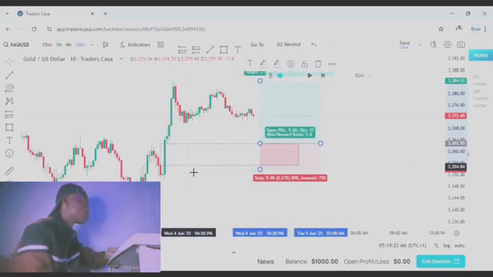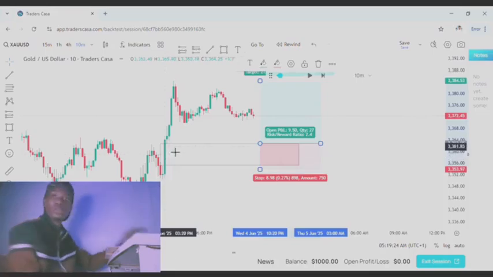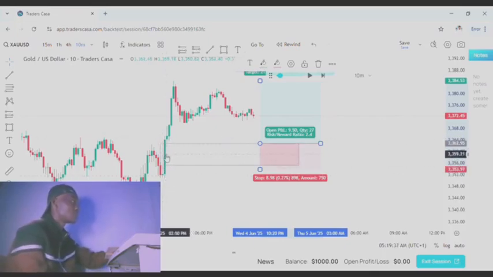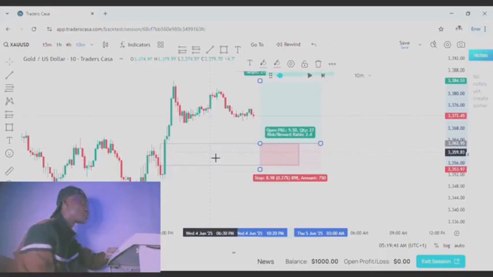So you can see this is a fair value gap. You know what a fair value gap means? A gap. This candle right here and this candle never met. Their wicks never met each other. You understand? So there is a gap there that price needs to come and fill in. So that's why it's called a fair value gap.